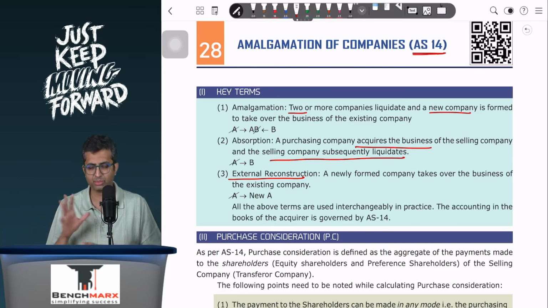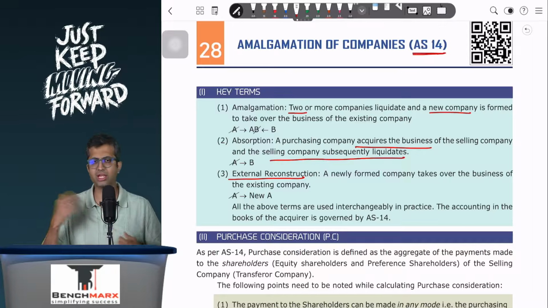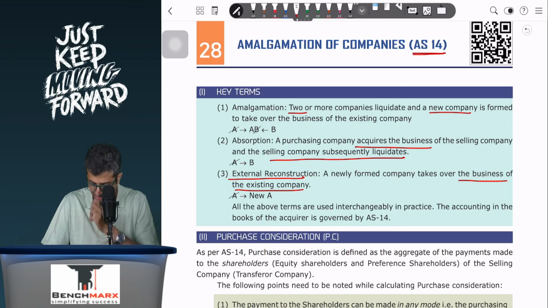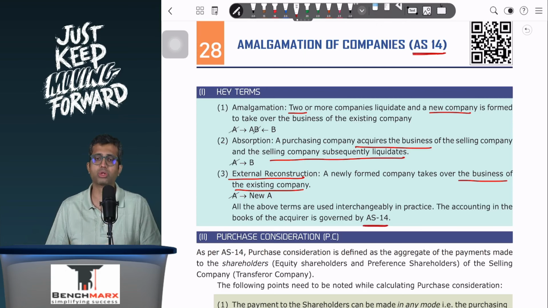So there is a company A which closes and a new company A is formed. Like earlier there was a bank called Shamrao Vithal Bank. It wanted to rebrand as well as restructure. It closed Shamrao Vithal Bank and a new company, SVC, was formed, and hence that is more of an external reconstruction. Over here a new company takes over the business of the existing company. All the above transactions in the books of the acquirer will be accounted for as per AS 14.